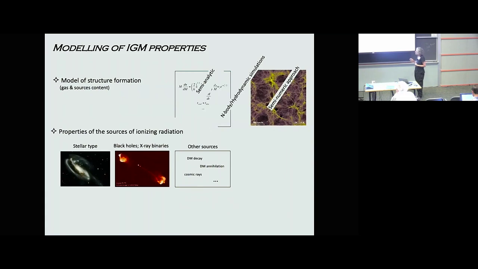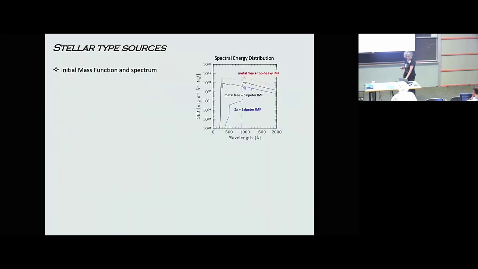So the second ingredient that you need is to know which are the properties of the sources of ionizing radiation. Almost, let's say, all of us believe that hydrogen reionization is mainly driven by stellar type sources, but there can be, and there is probably, a contribution also from more energetic sources like accreting black holes, X-ray binaries, or even more exotic sources like dark matter annihilation, decay, cosmic rays, whatever. Just let me say a few words on the stellar type sources.